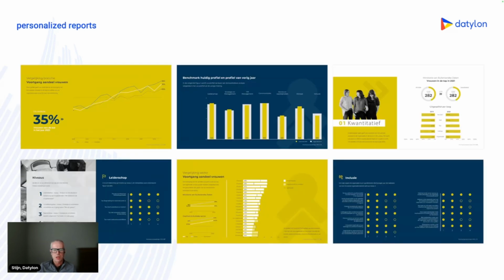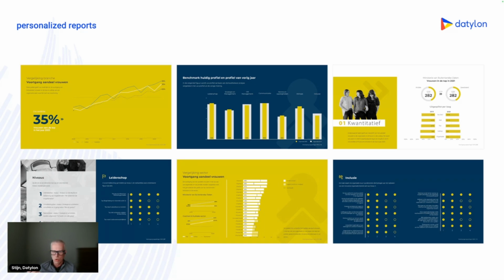Other examples here. This is for the Dutch government. This is a set of slides for different regions in the Netherlands. There are 20 regions. So they have 20 different presentations with 20 different data sets.